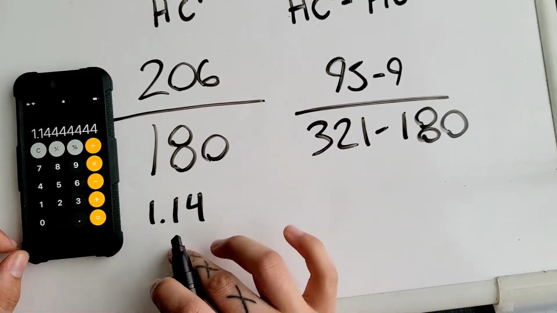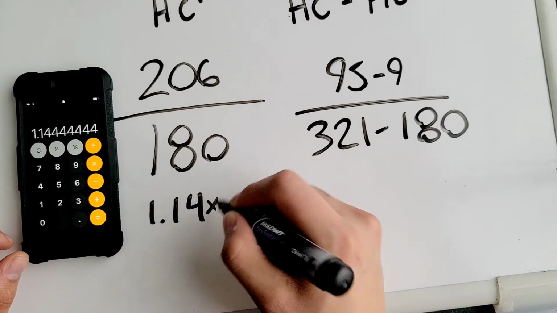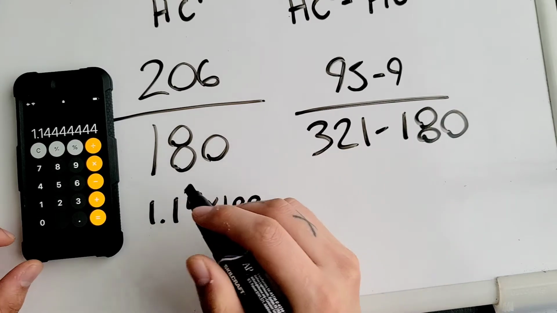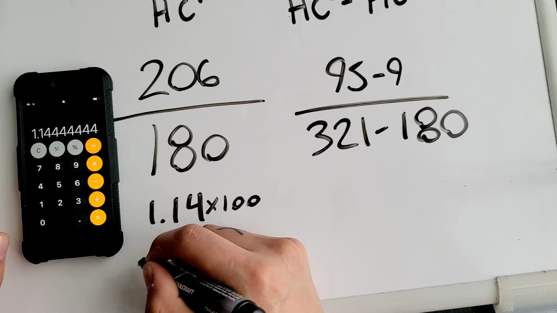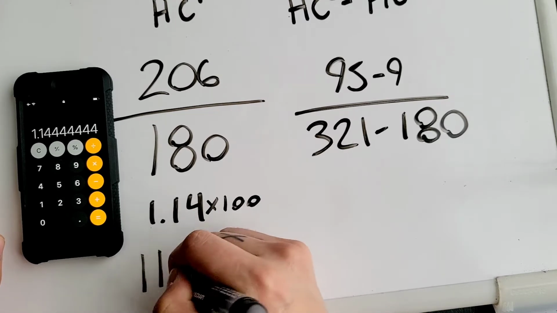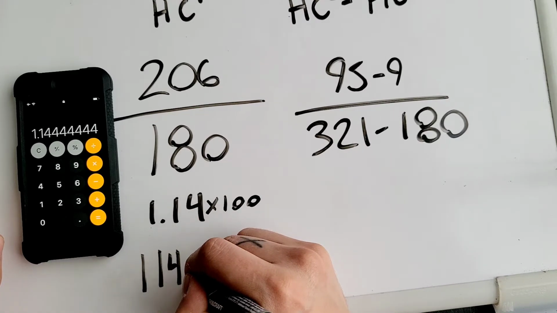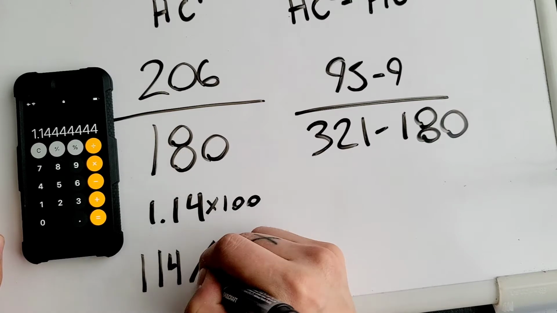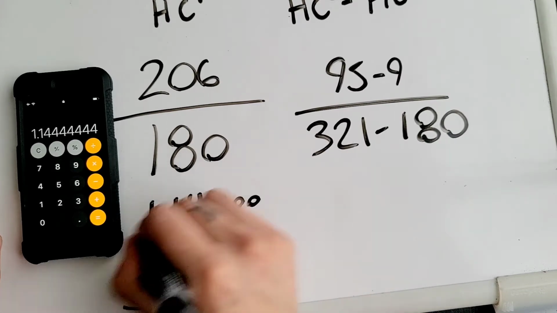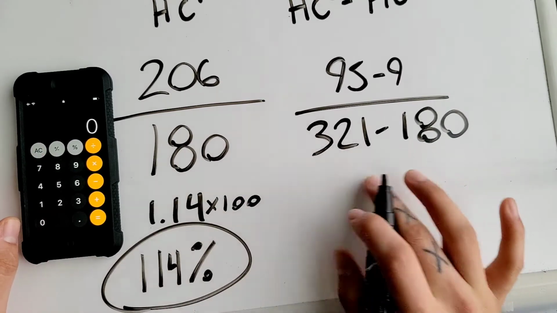So again, acceptability is always a percentage. So you multiply this by 100 and end up getting 114% for this one.